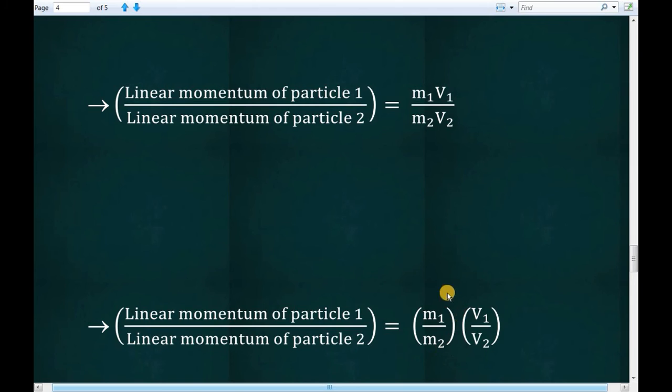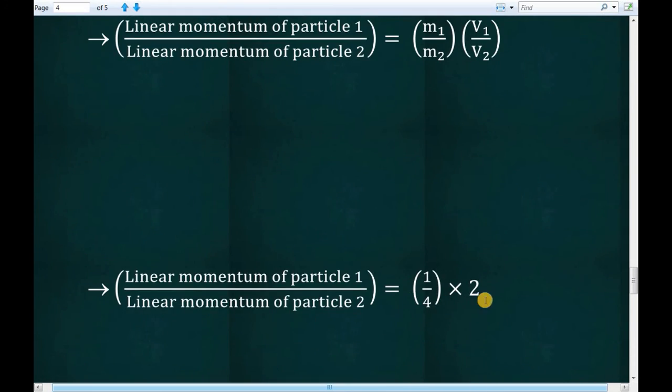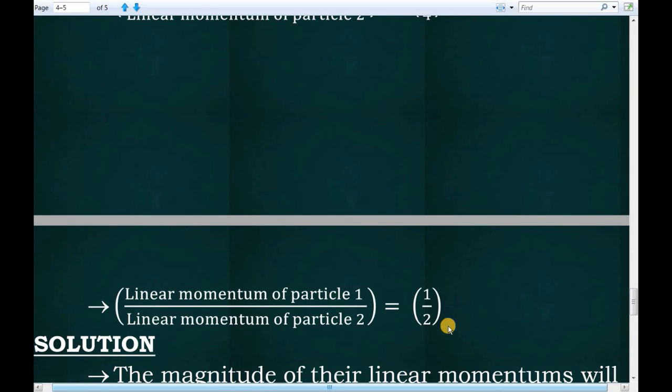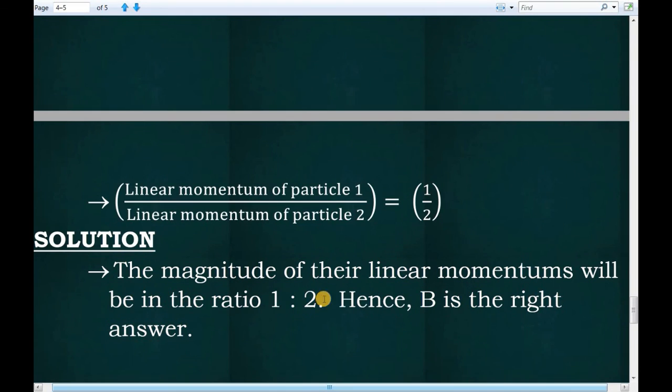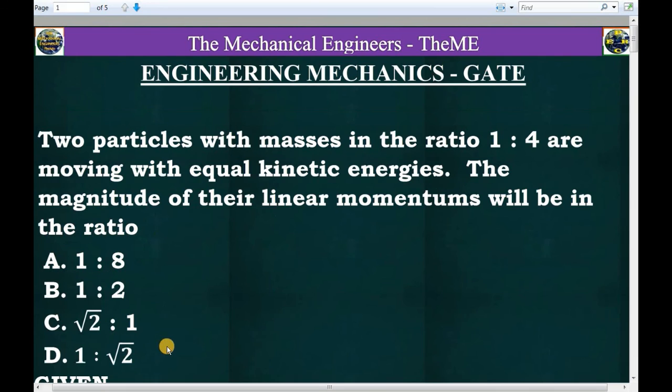We know that m1 by m2 is 1 by 4 and v1 by v2 is 2. So the next step will be 1 by 4 into 2. So 1 by 4 into 2 is 1 by 2, which means the ratio of linear momentum of the two particles is 1:2. So friends, the answer for this question is 1:2. So the correct option is B, because among these four options, B holds the ratio value of 1:2.